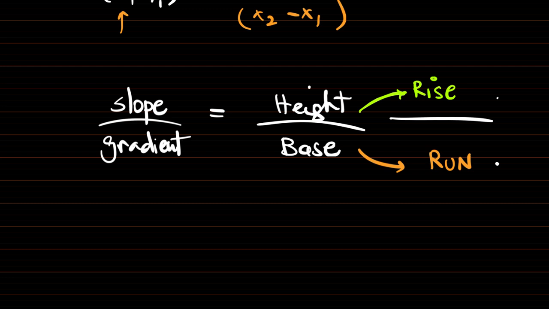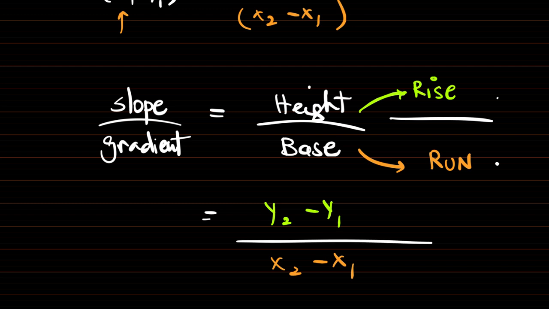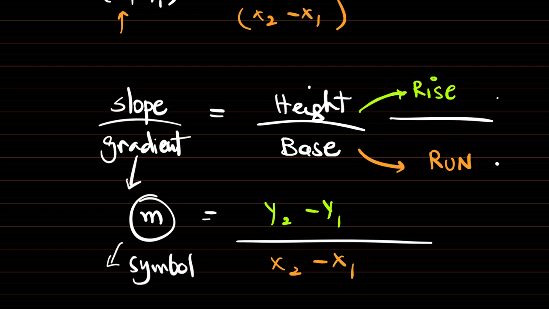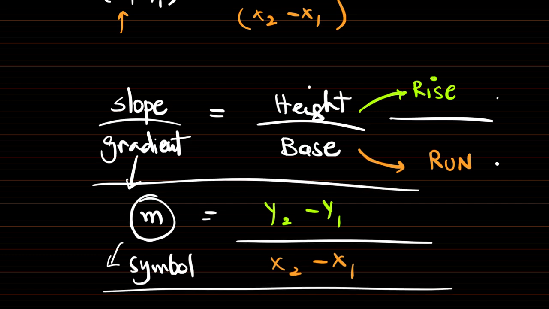Now I know that the height is what? The height is y2 minus y1. And what is the change in the base, the run? That is x2 minus x1. So I'll use x2 minus x1 over here and then a white line to divide the two. Therefore, the formula for gradient, the formula for slope is this. M is the symbol that we use for gradient. So the formula is y2 minus y1 over x2 minus x1, change in y over change in x.